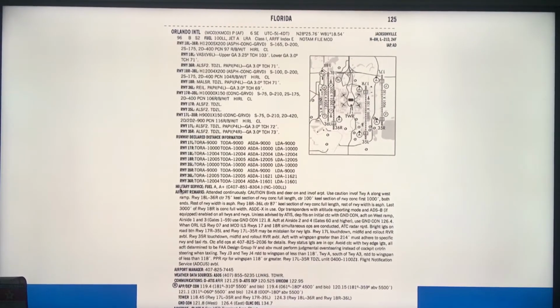Declared distance information. Military service fuel available. Airport remarks: attended continuously. Caution, birds and deer on and around the airport vicinity. Use caution for taxiway Alpha along the ramp. And you just have list after list of all this information that the locals all know when they operate in and out of there so often.